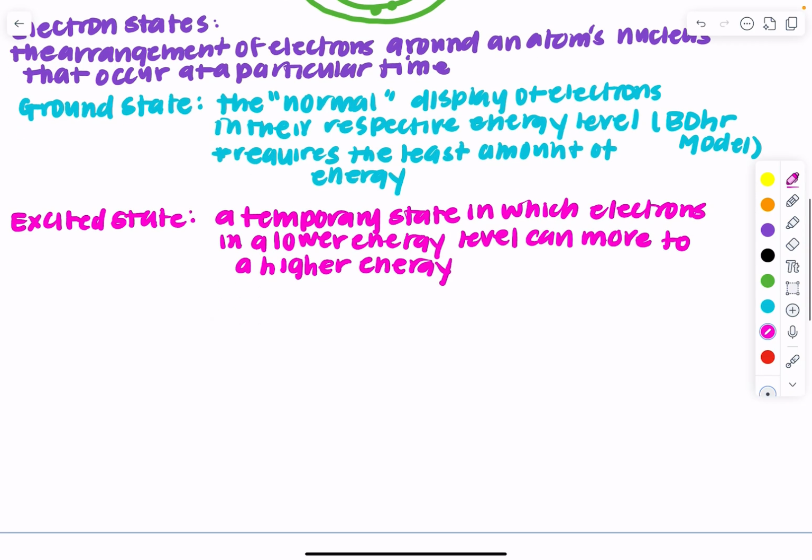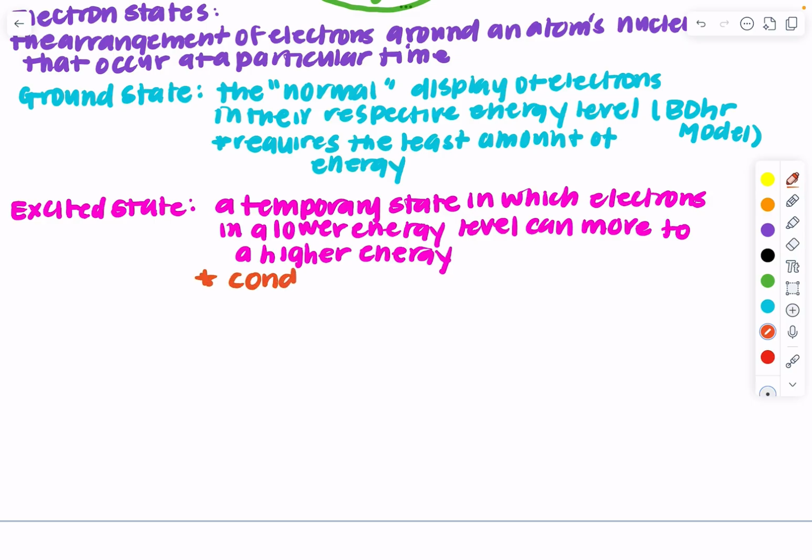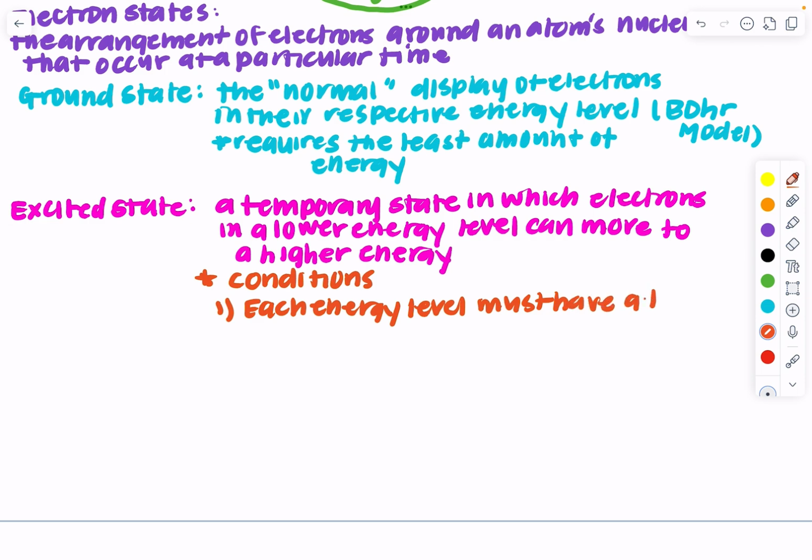Again, there are conditions to this that we want to be aware of. There are 3 conditions. First condition is that each energy level must have at least 1 electron. So if we're moving electrons from the first energy level to the second energy level, we can only move 1 because we still need 1 in the first energy level.